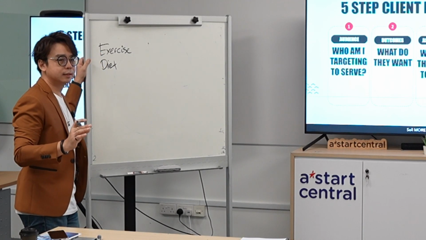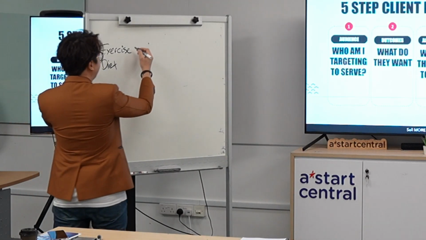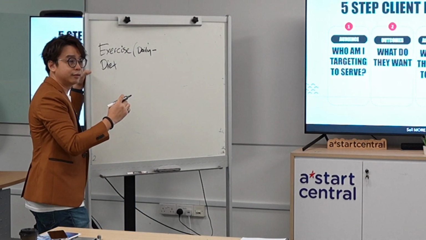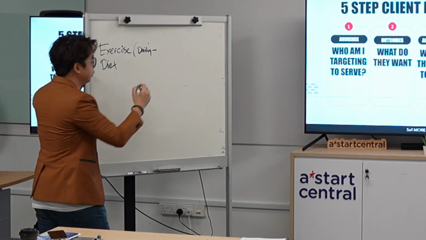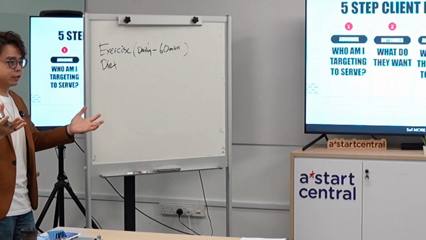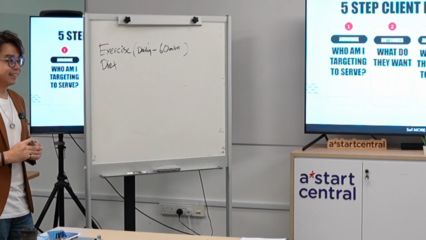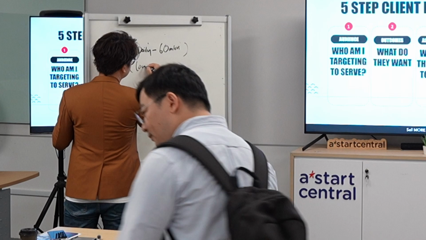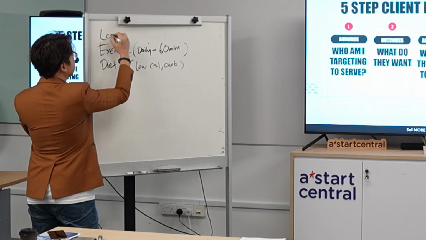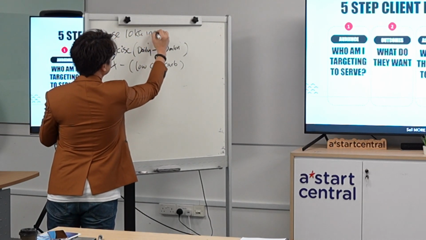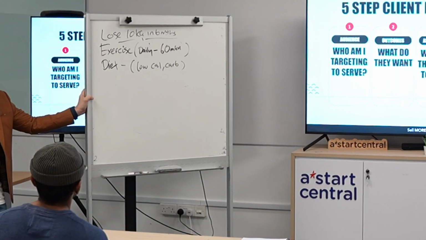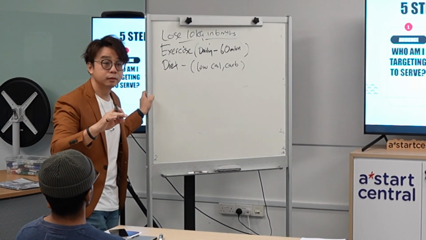How often should I exercise? Every day. For how long? Once a week. How long? An hour? Okay, 60 minutes. Diet. What kind of diet should I have? Low cal. Okay. What else? To lose 10 kg, what should I do? Come on, quick. Better sleep. Yeah. Good.